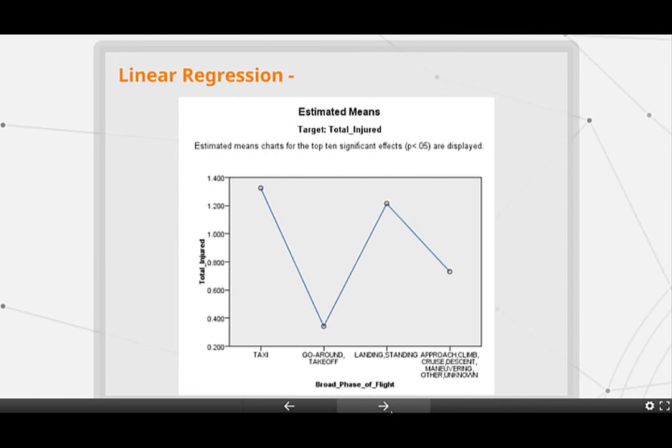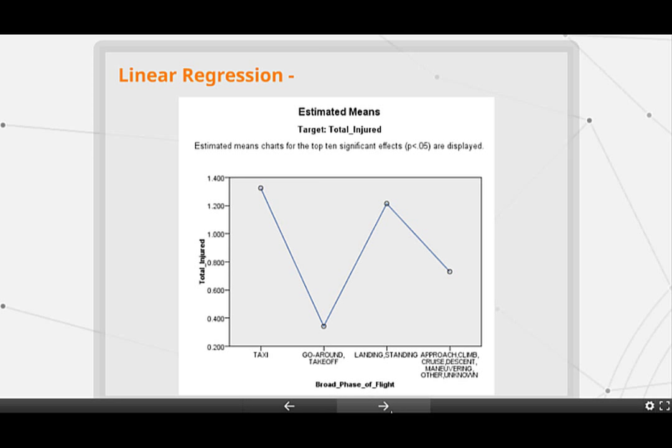This is another graph. What interests us here is the relation between the last 2 points, which display a linear relation. Landing, approach, cruise, descent are the phases of flight during which the majority of fatalities are observed.